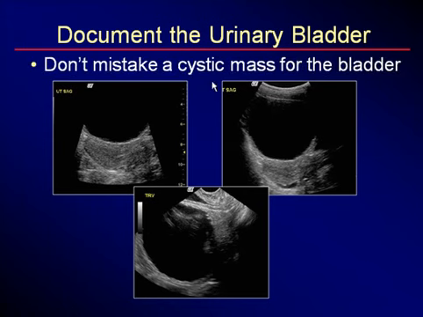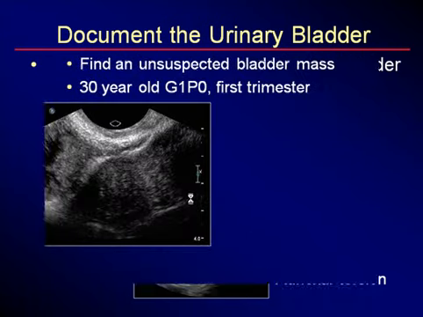We don't want to mistake a cystic mass for the bladder. This was an adnexal torsion. There was the infarcted ovary, there was the dilated tube, and it's separate from the collapsed bladder.